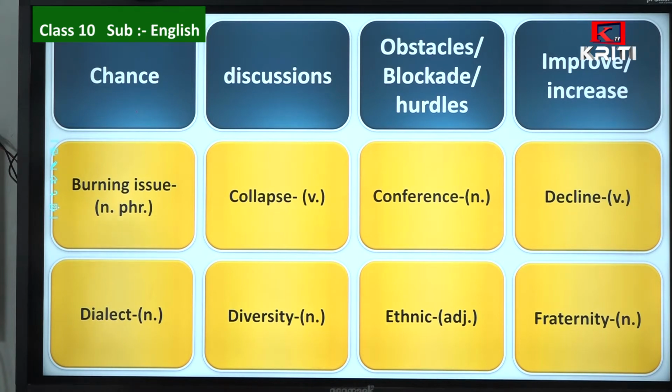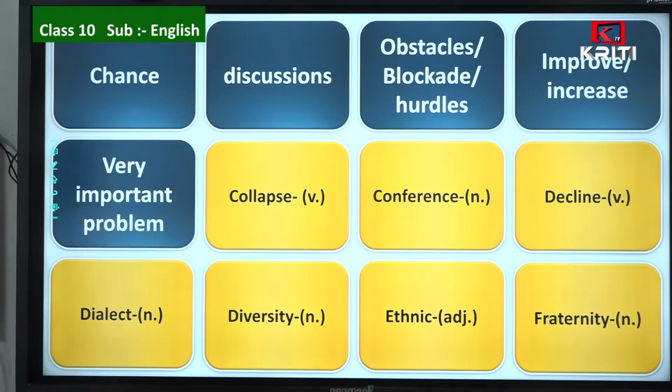Girls trafficking. Let me give one example. Girls trafficking is a burning issue of today's world. Burning issue. This is the hot issue. Very important issue. Another one is smuggling, drug addiction. Drug addiction is a very burning issue in the present time. That burning issue, it is a noun phrase, a very important problem. That's the burning issue.